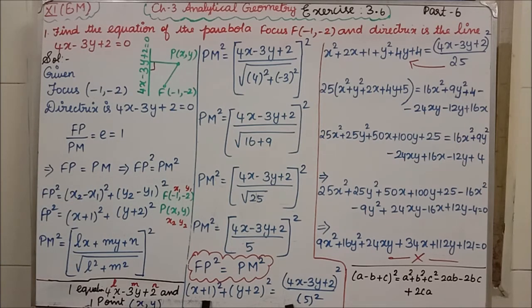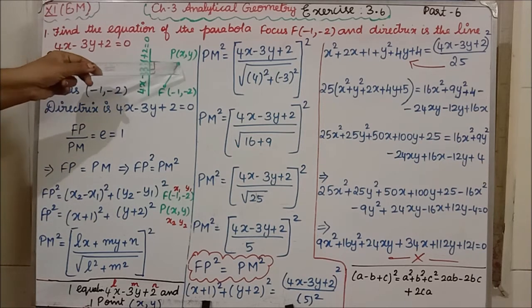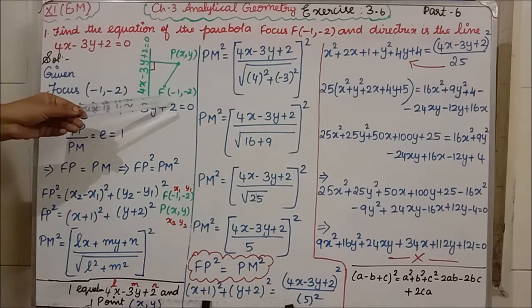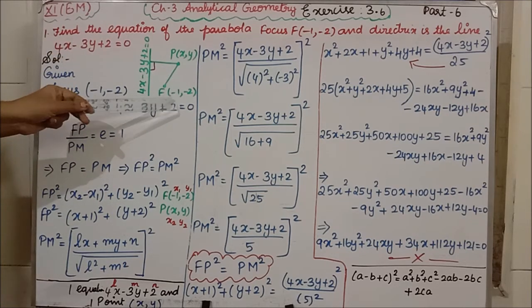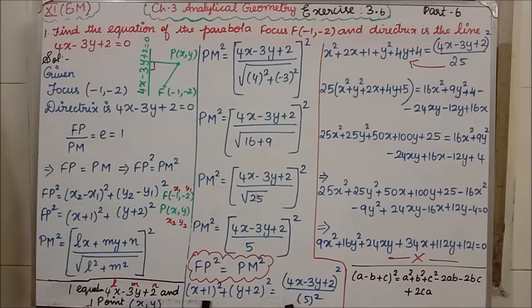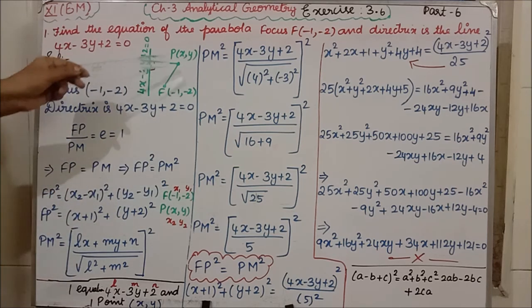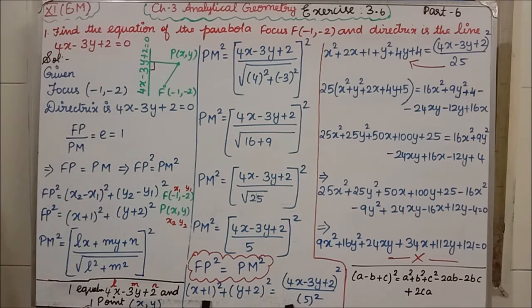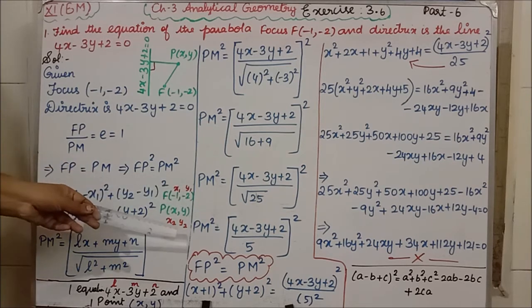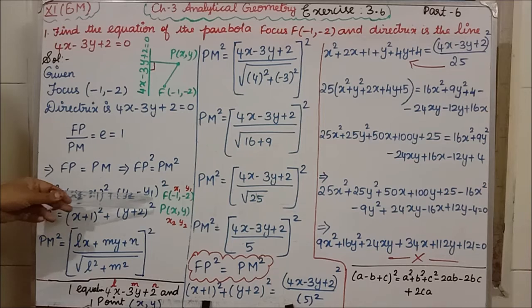You all know the distance formula, isn't it? What is the distance formula? (x2 minus x1) whole square plus (y2 minus y1) whole square. First, I am going to find the distance between F and P. Clear? F is the fixed point, the focus, which is (-1, -2). I have written it there. The moving point P is (x, y). Then this is our x1, y1, x2, y2. This is the distance formula.